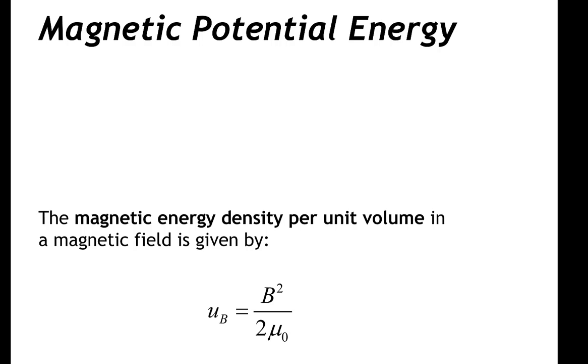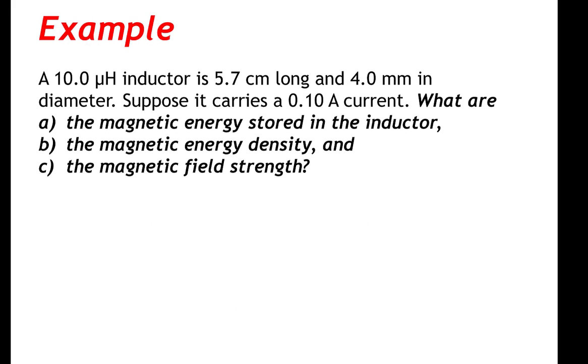Let's apply these results to an example. A 10.0 microhenry inductor is 5.7 centimeters long and 4.0 millimeters in diameter. Suppose it carries a 0.10 amp current. What are the magnetic energy stored in the inductor, the magnetic energy density, and the magnetic field strength within the inductor?